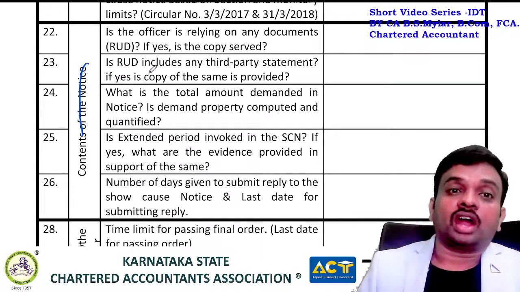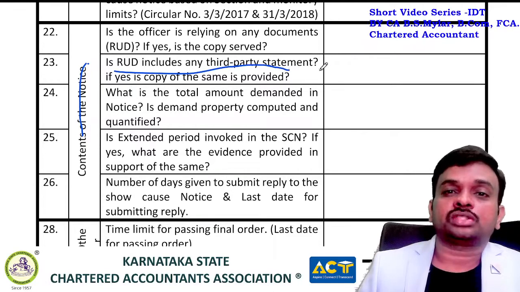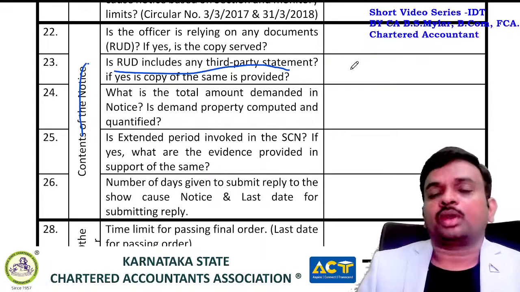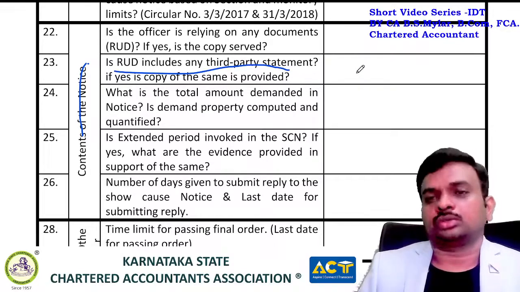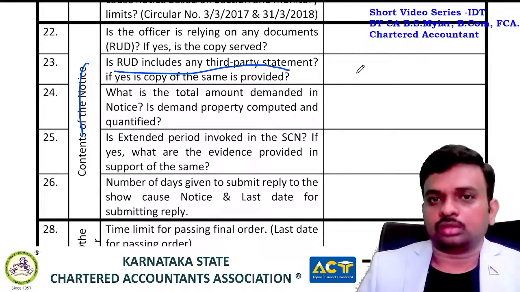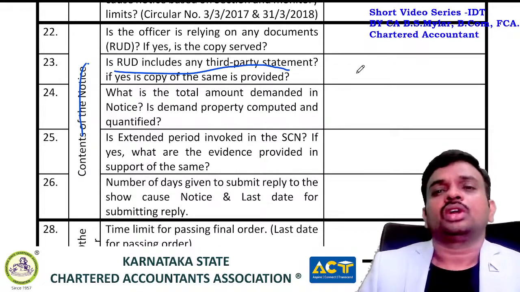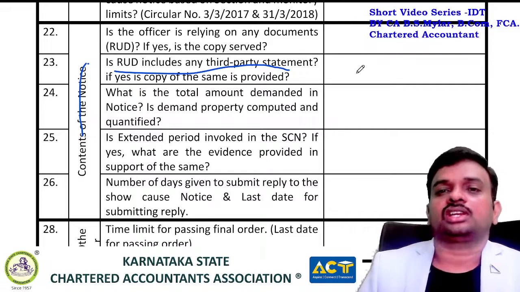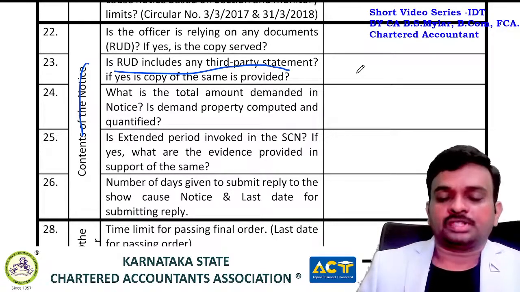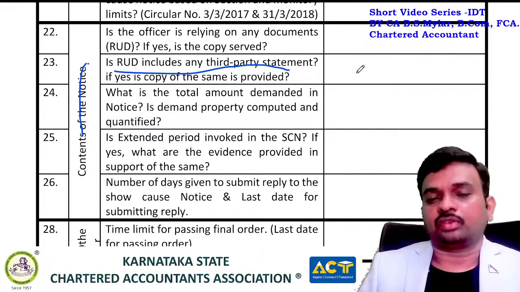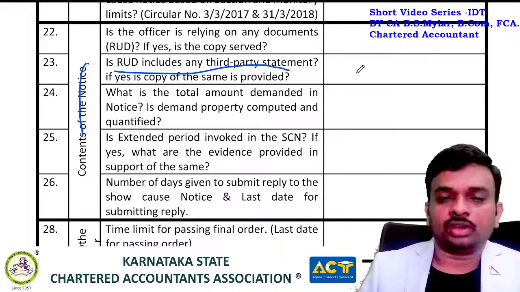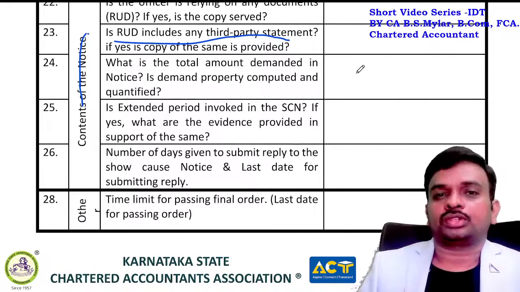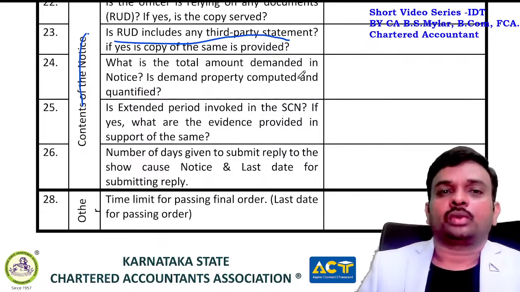Next, if the relied upon document is a third party statement, then you have an option to cross-examine those third party statements. The department is supposed to call the person who has given the statement, and you can cross-examine him. If the department fails to do so, that itself is a ground in the appeal to say that principles of natural justice are not followed, because if a third party statement is involved, then they have to give an opportunity of being cross-examined.